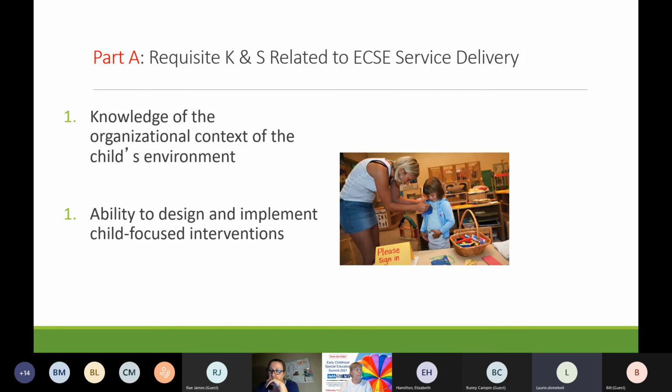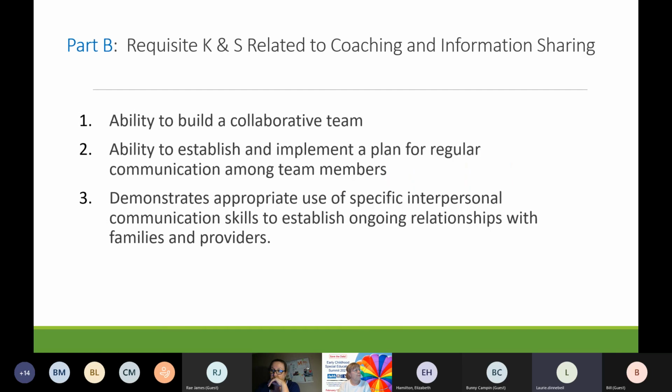Part A, itinerant staff need to know their stuff. If you're an OT, you need to know about OT stuff. If you're a special educator, you need to know about special education stuff. But you also need to know about the organizational context of the child's environment. So if you're consulting in a Head Start setting, you need to know the Head Start performance standards. That's important because it's the context under which you're providing services. In terms of coaching and information sharing, here's some information about what you need to know.